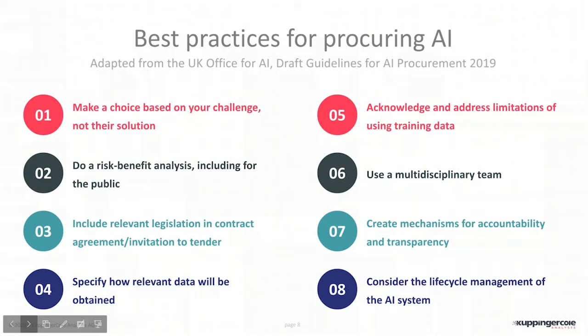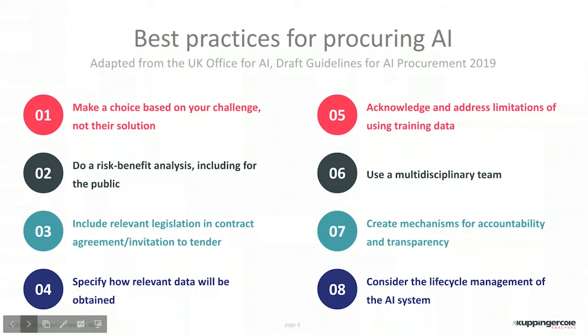Seven, create mechanisms for accountability and transparency. So remember that this is looking at procurement, but while you are spending such dedicated time considering what vendor could best meet your needs, planning an implementation process, putting together teams, this is absolutely the right time to put accountability and transparency mechanisms into place. So recommendation number 5, acknowledging the limitations of your data, is just one of many examples of how you can build transparency into your implementation process.